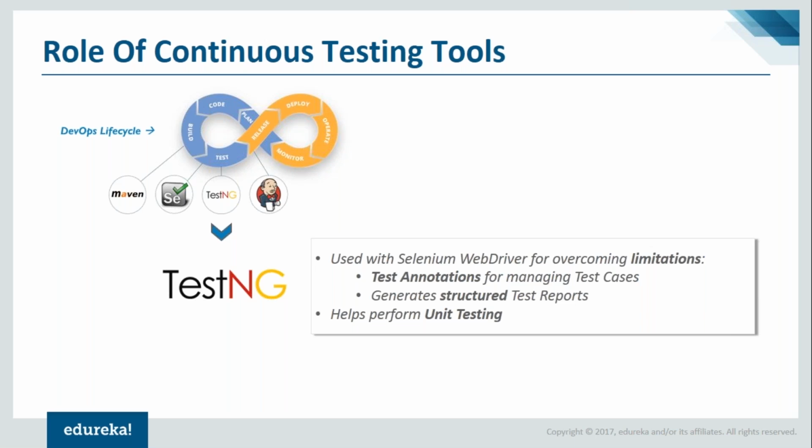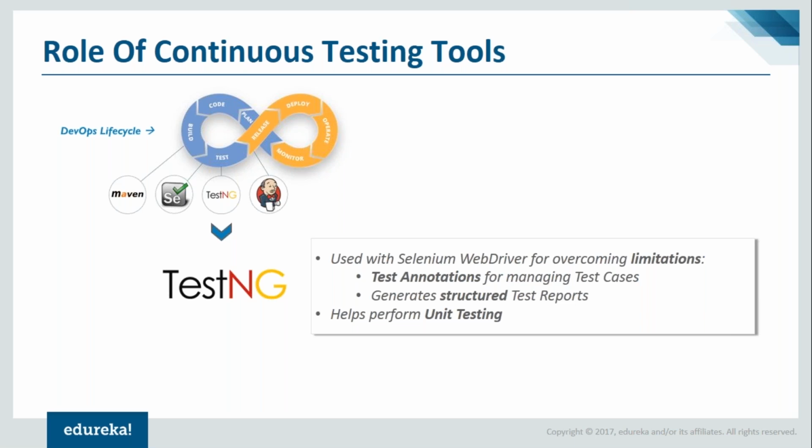So you'll accurately know, okay, this is the small part or the small functionality where there is a bug and you can fix it. And you can keep unit testing and regression testing after that. And besides this, TestNG also lets you generate good reports. So that's the thing with TestNG and why it's used with Selenium.